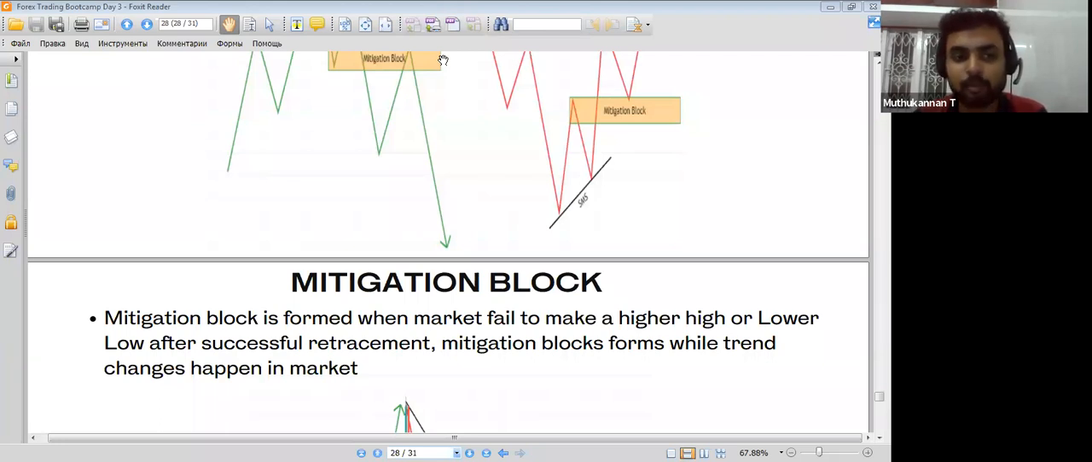I practiced this, and it took me almost three months to grasp all those things. After that I improvised my strategy. I learned this in the forex market and applied it there, and I made profits, I made losses. There was a mix of losses and profits, and after that I applied this in Bank Nifty.